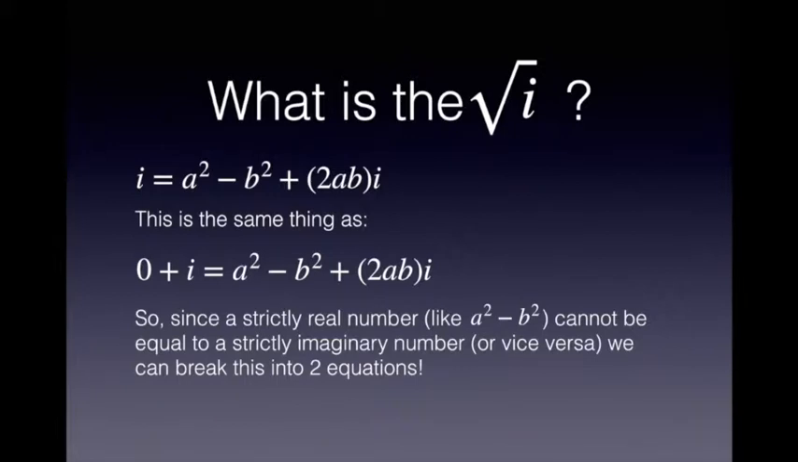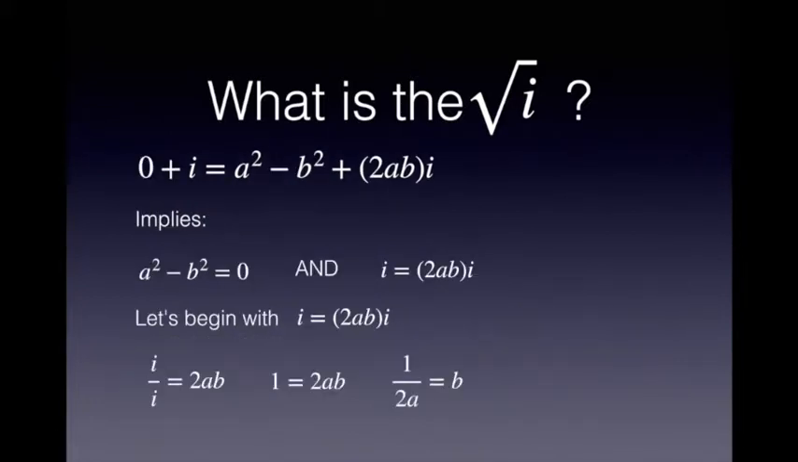So I can break this equation into two different equations. I can set all of the real stuff equal to each other, and all of the imaginary stuff equal to each other, and I'm going to wind up with two separate equations. I'm going to do that on the next slide. So there's where we started at the top: 0 plus i equals a squared minus b squared plus 2abi. And then on the next line down, under implies, I've just broken the real pieces out and the imaginary pieces out.